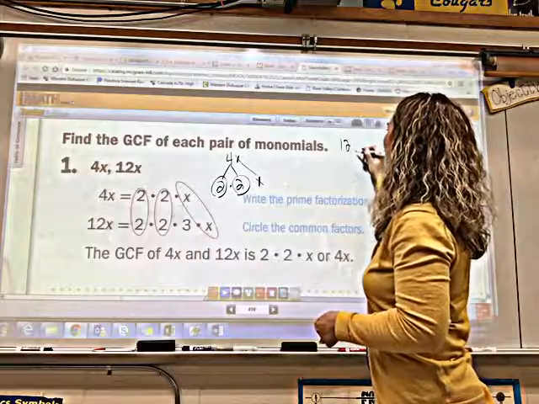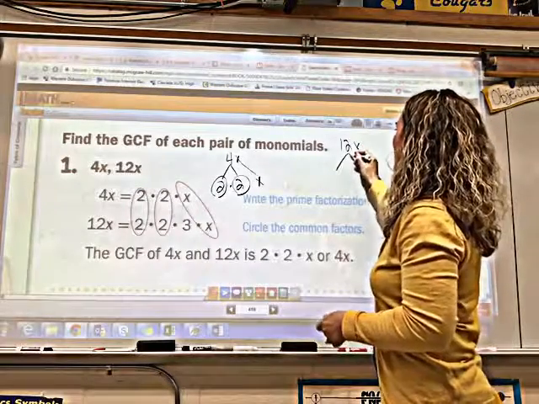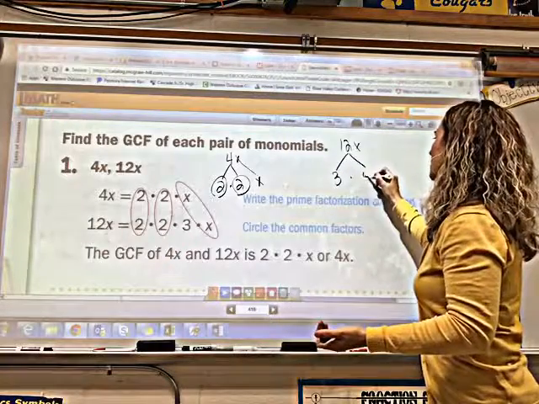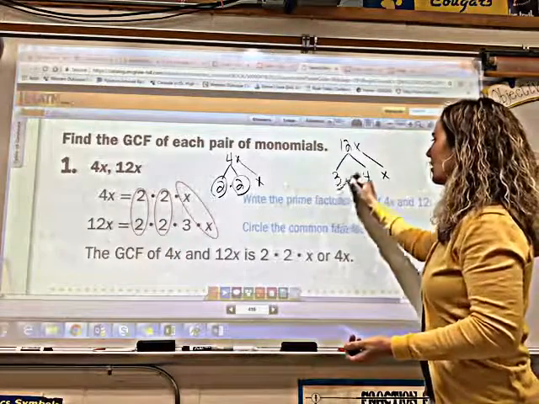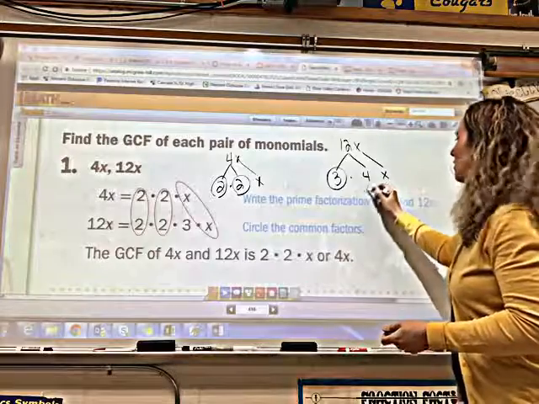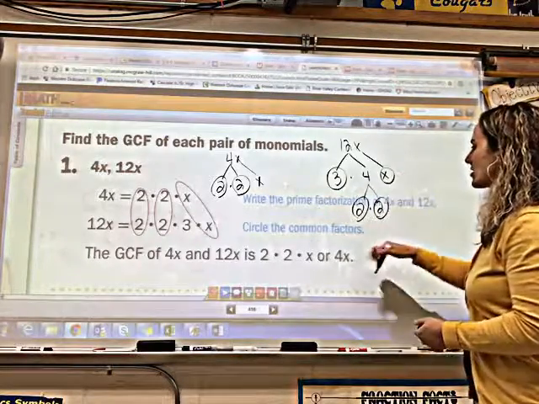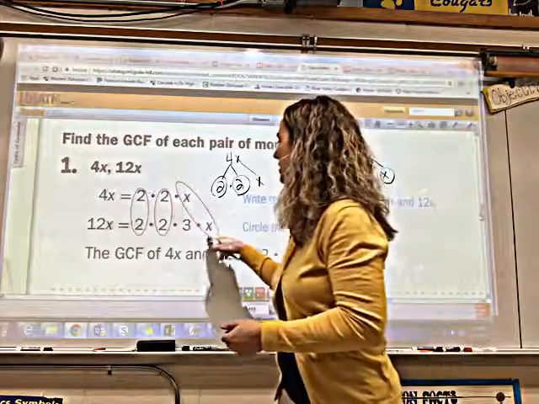If I'm thinking about 12 and x, basically I'm going to break it down into, let's do 3 times 4, and then times x over here. 3 is already a prime number. 4 can be broken down into 2 times 2, and then I have my x. So I have 2 times 2 times 3 times x.